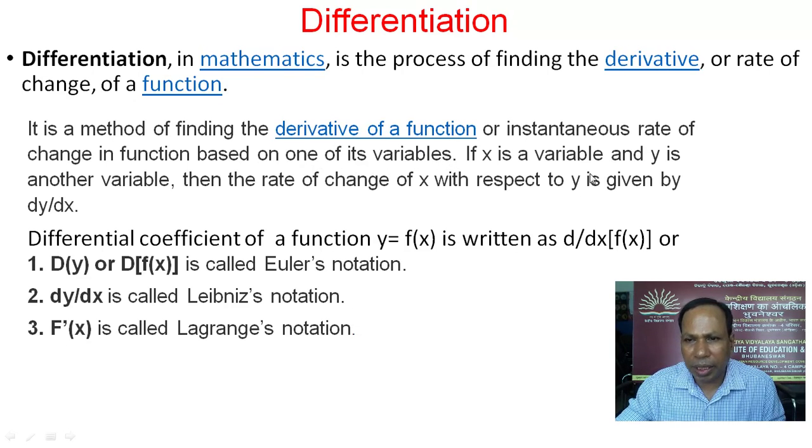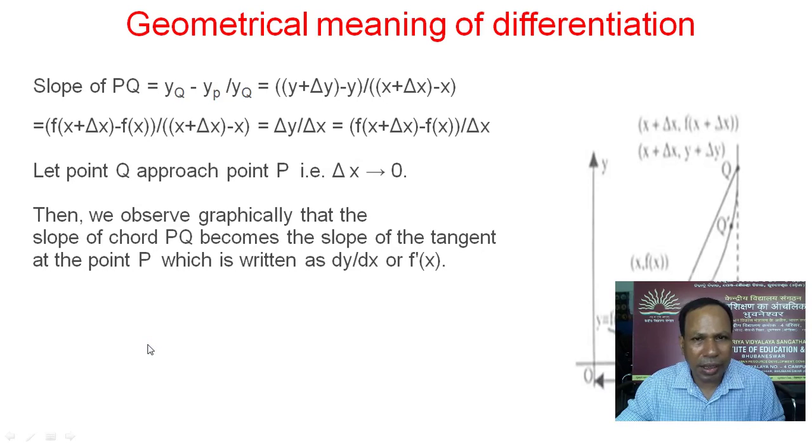Let us say x is a variable and y is another variable. Then the rate of change of y with respect to x is denoted by dy by dx. This is the differential coefficient of a function, and it is written in different forms. As per Euler's notation, it is capital D y or capital D f of x. By Leibniz notation, it is dy by dx or d by dx of y. And by Lagrange notation, it is f dash x.